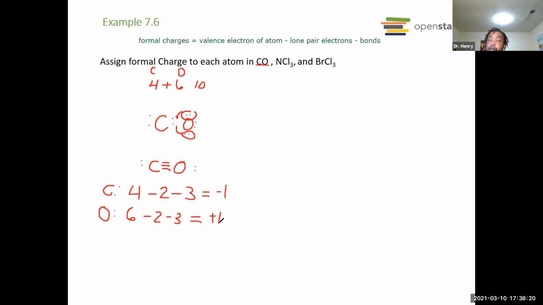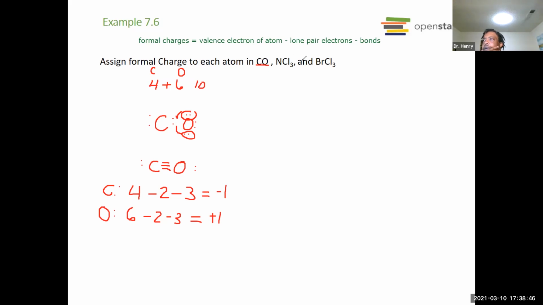Okay, so unfortunately, this is the best that we can do. We can't do any better. So we have to settle. It's not ideal because oxygen really doesn't like to be positive and carbon is less electronegative. But that's the best we can do. This also tells us that carbon monoxide is kind of reactive, right? It lacks that complete stability, so it's going to be willing to react.